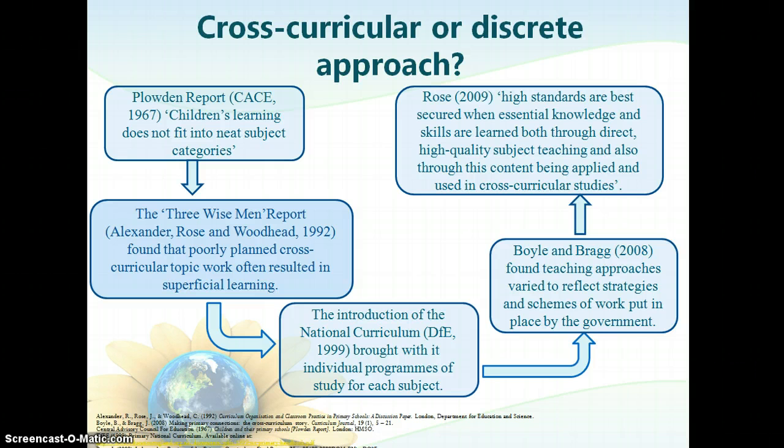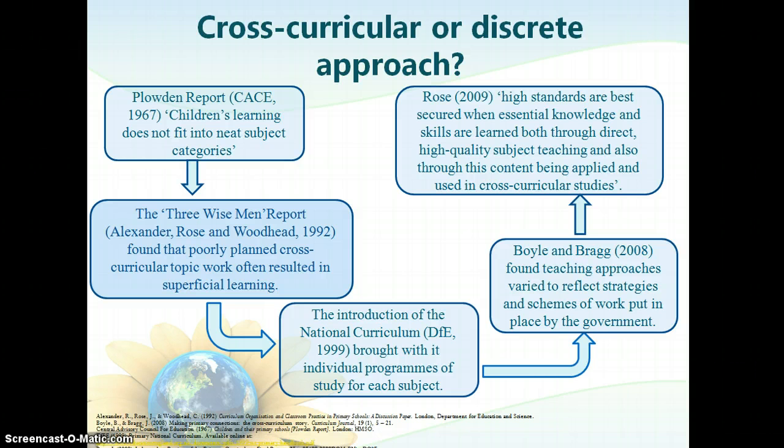It identified topic work as producing work of high standards. However, the overall findings led to discrete approaches being favoured. The national curriculum gave a further shift towards discrete approaches, as did the numeracy and literacy strategies and QCA schemes. In 2002, an Ofsted report identified cross-curricular teaching to be a strong feature of successful schools.